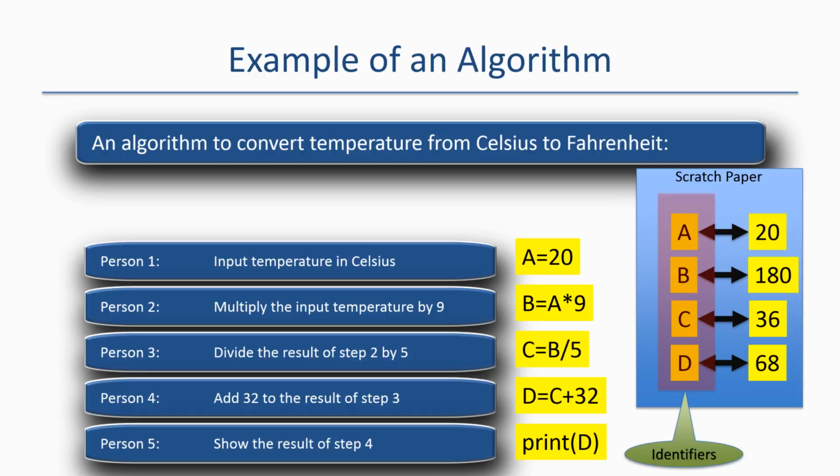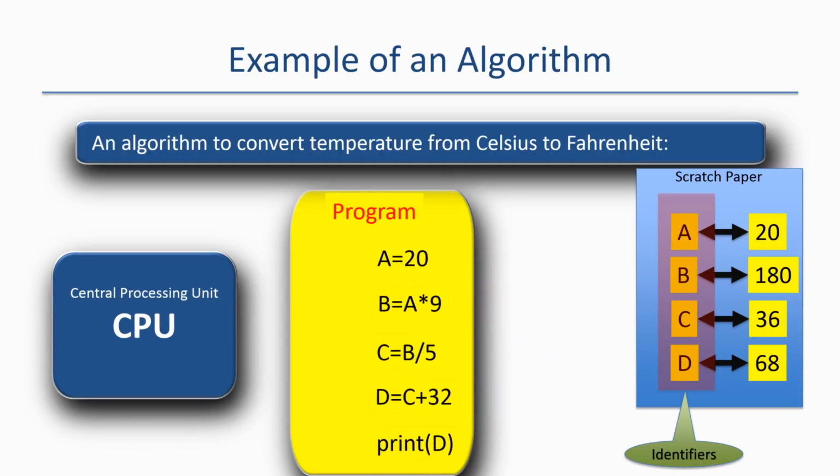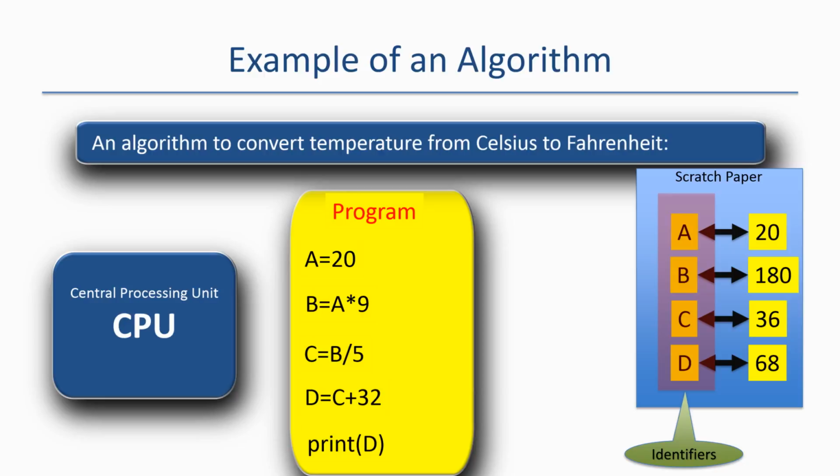At this point, you may ask, what does all of this have to do with Python and programming? This is a very good question. Think of the persons involved in this algorithm as the brain of a computer, which is called the CPU. Also remember that the definition of a program is a set of instructions given to a computer. Think of the instructions given to each person as one line of a program. So in this case, the set of all 5 instructions constitutes a program.